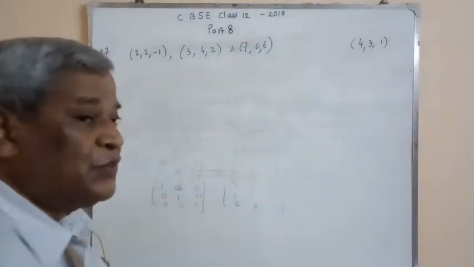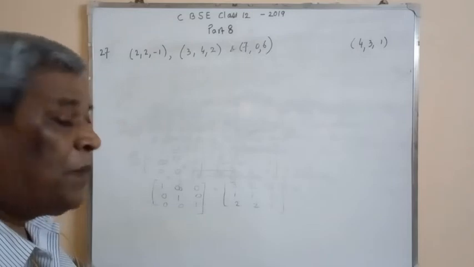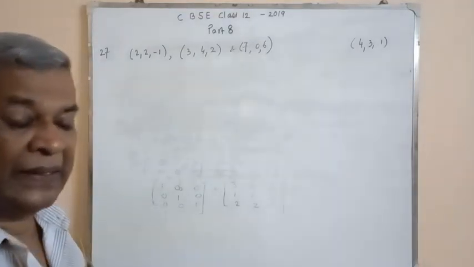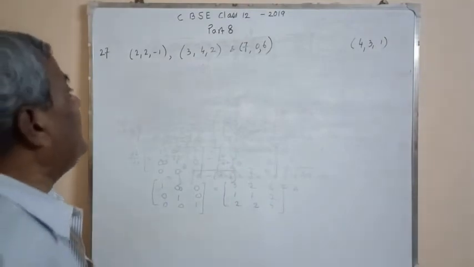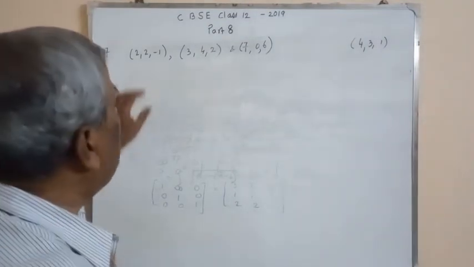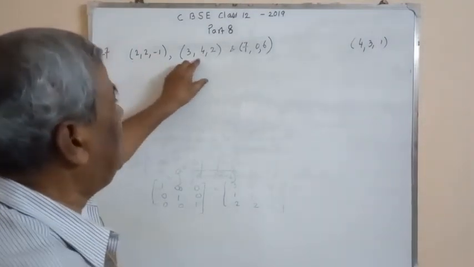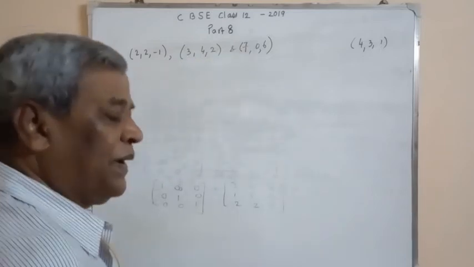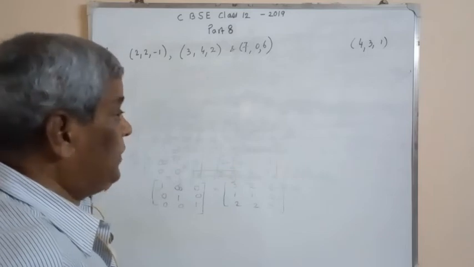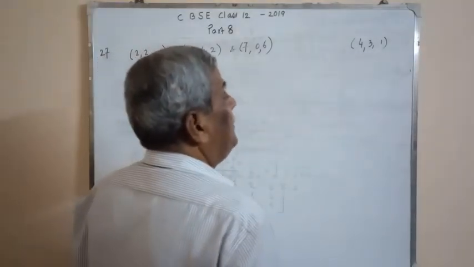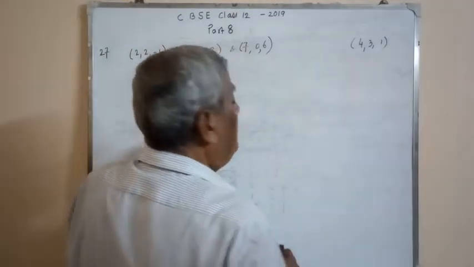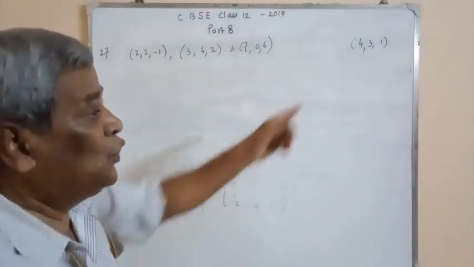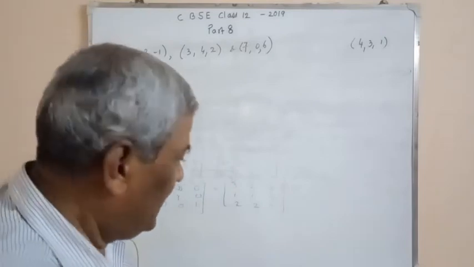Achha, it has two parts. The first part is to obtain the Cartesian and vector equation of a plane which passes through this point and that point. And the second part is to find also the vector equation of a plane which is parallel to the plane just now obtained, passing through these three points, and which passes through that point.